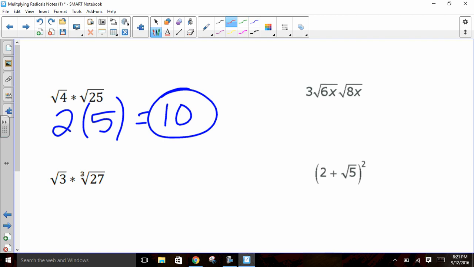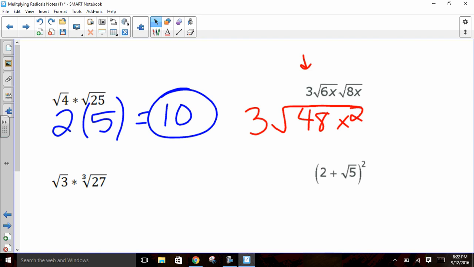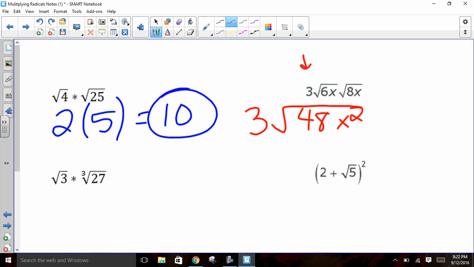So the second example over here, I'm jumping to the right. I have that 3 on the outside. On the inside, I'm going to take 6 times 8. Excuse me, 48. x times x, which gives me x squared. All right, so I asked myself, can 48 be broken down into anything?